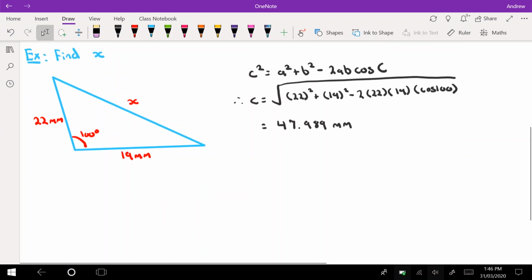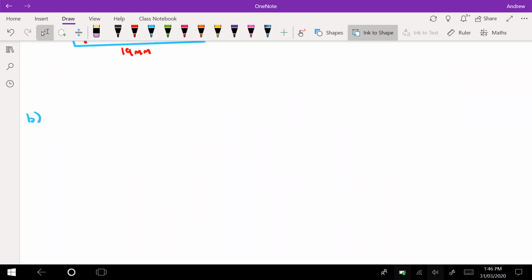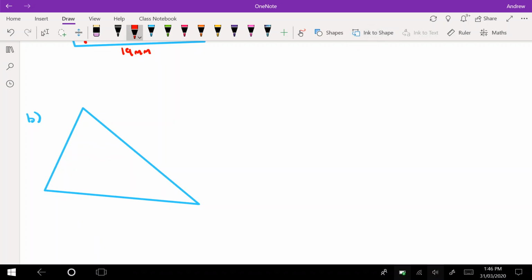Now the next one, I'm going to put an A there just because that's question A, and this is question B. So we're going to have this angle here, but this time we have an angle we're going to call X, with sides 6.9 centimeters, 5.2 centimeters, and 8.3 centimeters.